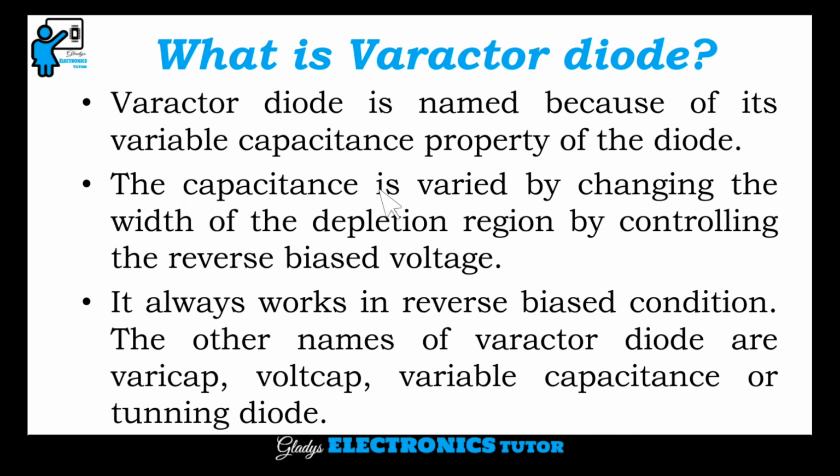The capacitance is varied by changing the width of the depletion region by controlling the reverse biased voltage. It always works in reverse biased condition. The other names of varactor diode are varicap, volt cap, variable capacitance or tuning diode.